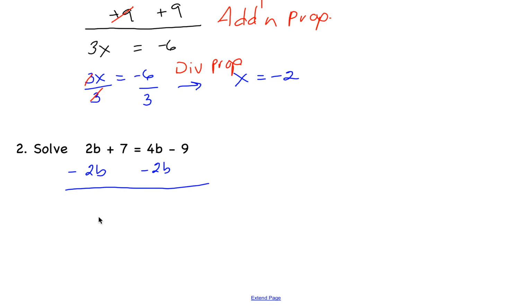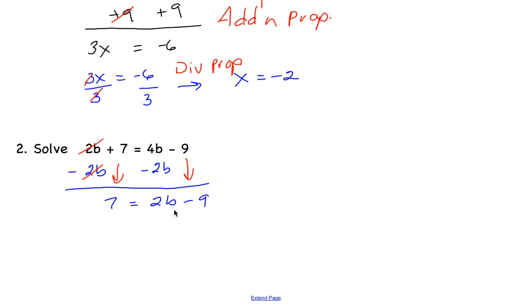I would get my variables together first. So move your variables to the same side. We can do that by adding the opposite. The opposite of positive 2b is negative 2b. And so when we do that, we get 7 on the left-hand side. Okay, that just comes down. It's still there. These two add to 0, so we don't have to write it. 4b minus 2b is positive 2b, and the negative 9 is there.